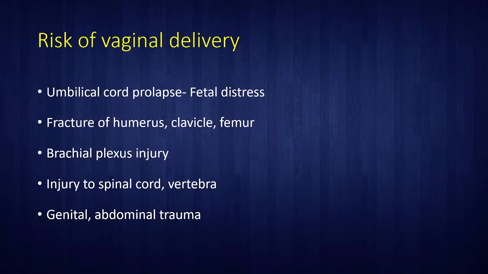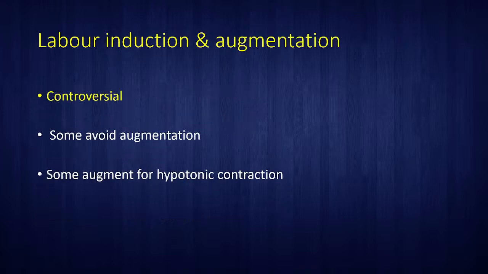Then brachial plexus injury chances will be more, injury to the spinal cord and vertebra will also be there, and genital and abdominal trauma can also be there. So, labor induction and augmentation, whether it should be done or should not be done, again there is controversy. Still some prefer labor augmentation.